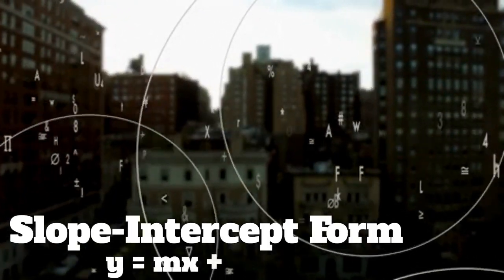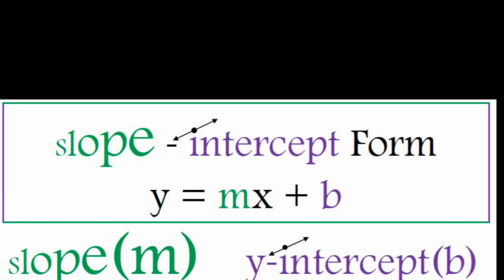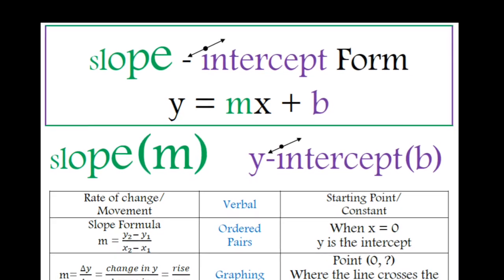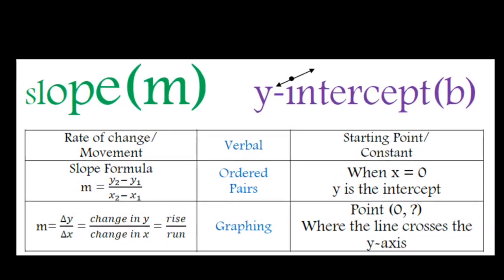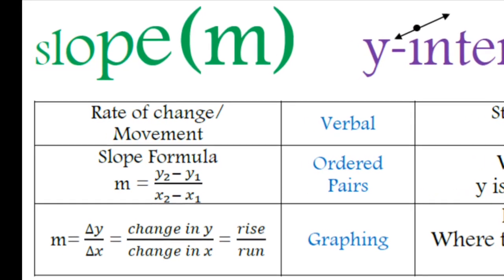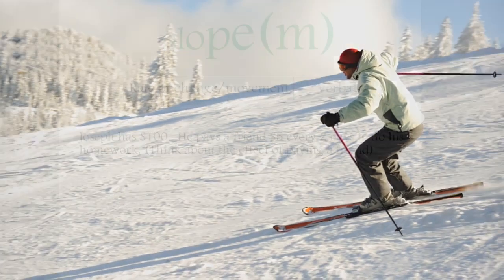Let's talk about slope-intercept form. Y equals mx plus b, where m is your slope and b is your y-intercept. Let's take a closer look at slope using multiple representations. Remember that we should think about slope as the rate of change, or the movement.